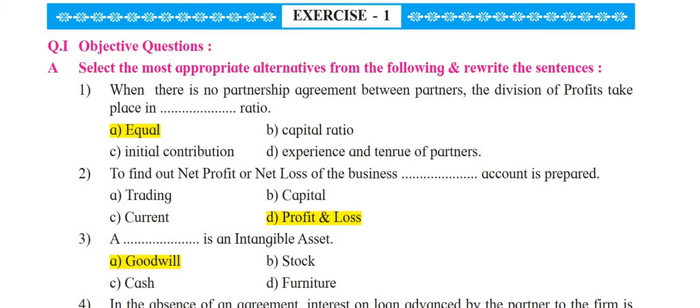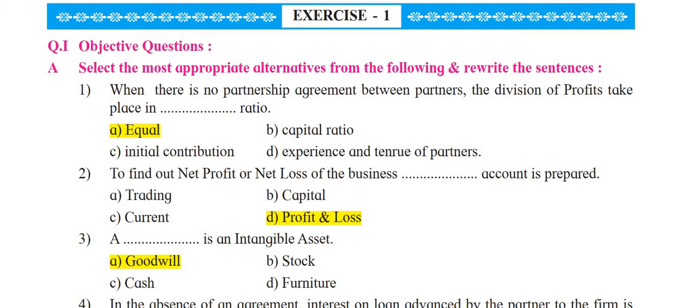Second, to find out net profit or net loss of the business, dash account is prepared. Definitely it is D, profit and loss account. We are all aware net profit or net loss profit and loss account में ही निकल के आता है. So profit and loss account prepare करना ही पड़ता है अगर आपको net profit और net loss निकालना है तो.